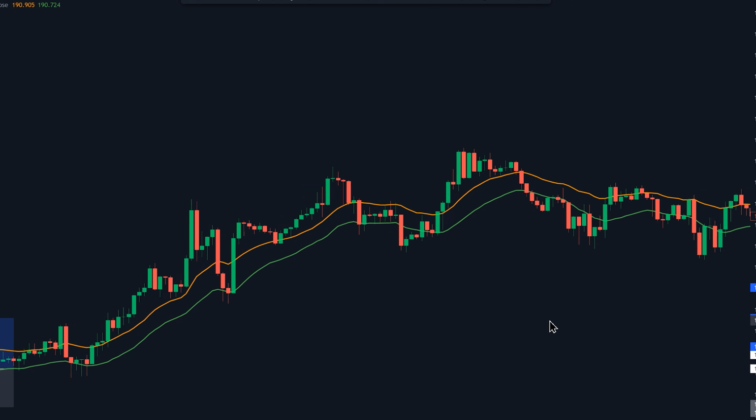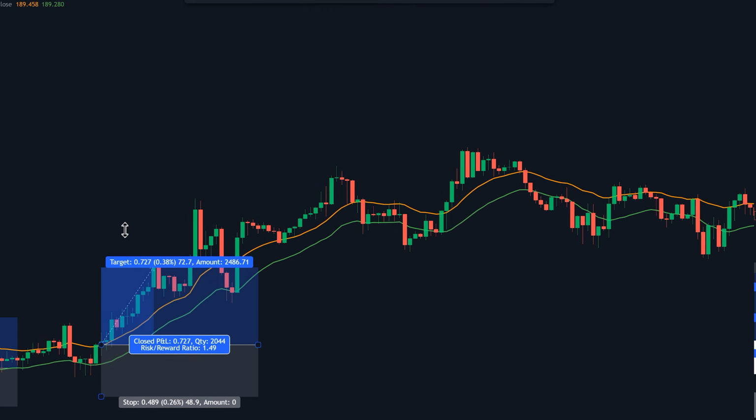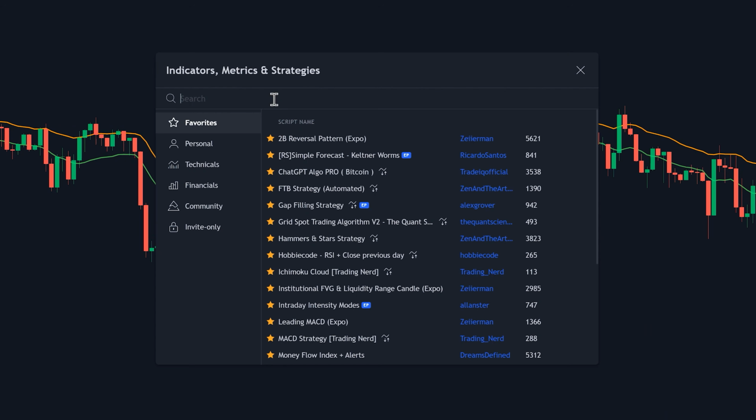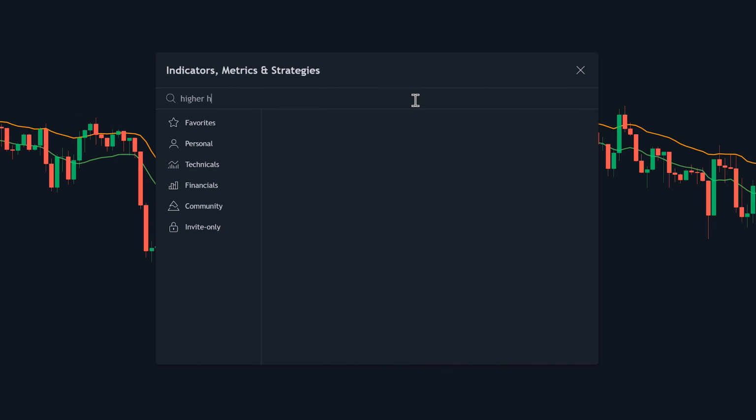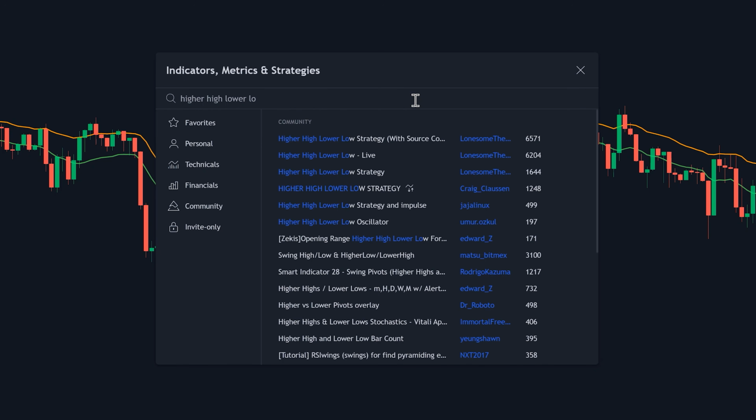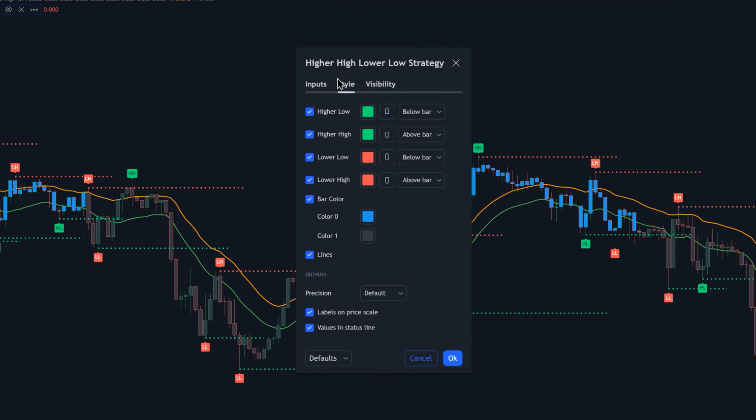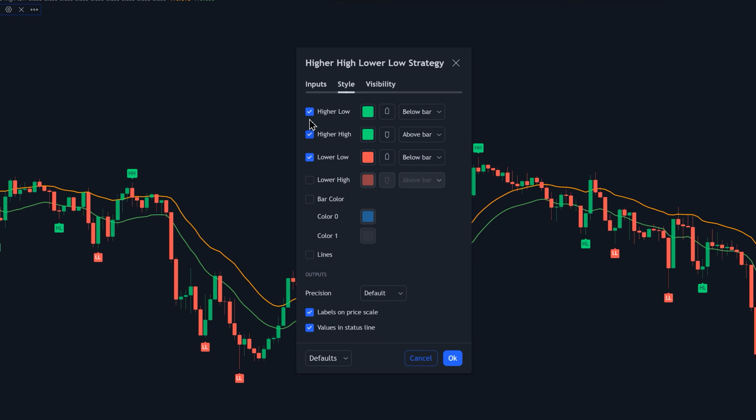Well, in order to use this indicator to trade, we need to add one more trading tool to the chart. Head over to the indicators tab and type in higher high, lower low strategy. And it's gonna be this one right here. You want to access its settings, and then on the style section, you're going to deselect everything except for the higher high, lower low option, and then click OK.